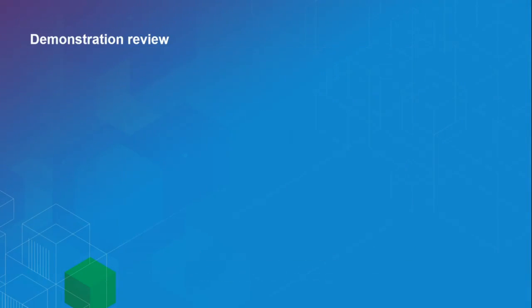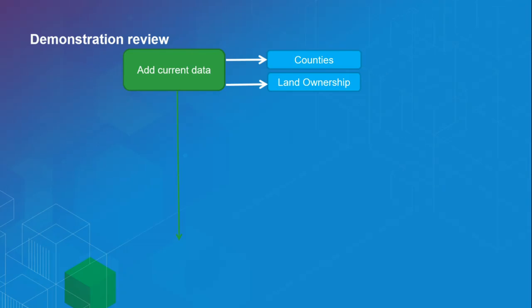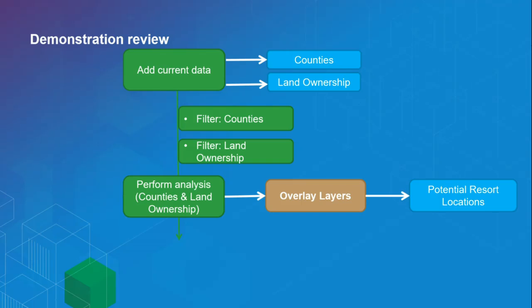So just to go through that demo, we added the counties and the land ownership layers to our map. We filtered out the counties and the land ownership data that we didn't need. And then we did an overlay to find only the private land within our counties and reviewed our results.